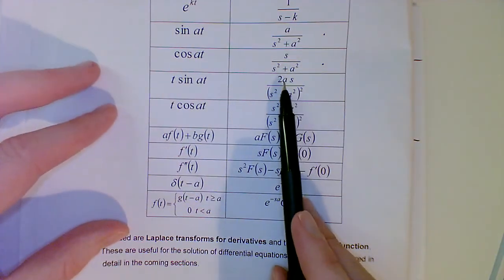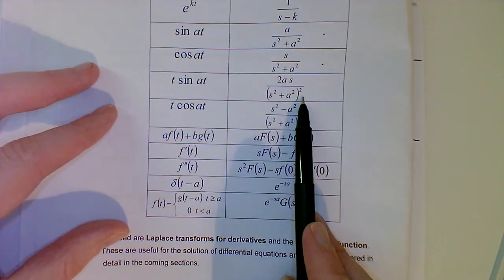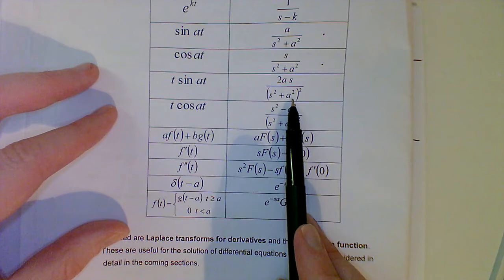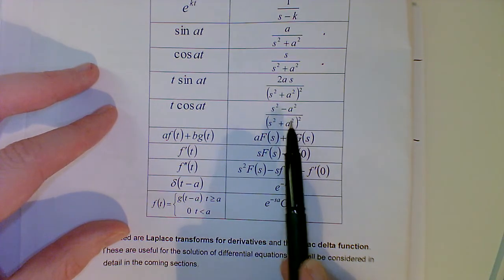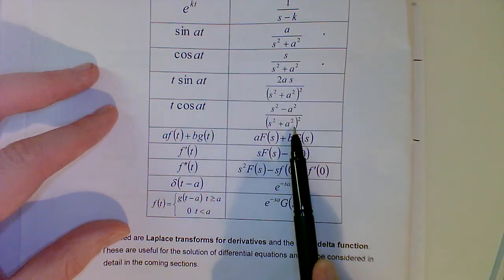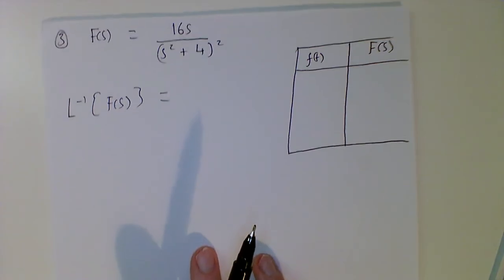Well, yeah. I've got this one here, which is s squared plus a number squared, squared. So that's s squared plus a number in a bracket squared. And that's s squared plus a number in a bracket squared. So it's either this one here or this one here. Right, so let's write them both into the page.